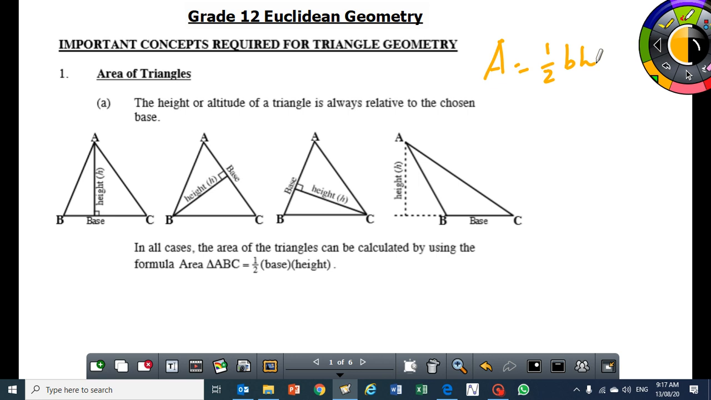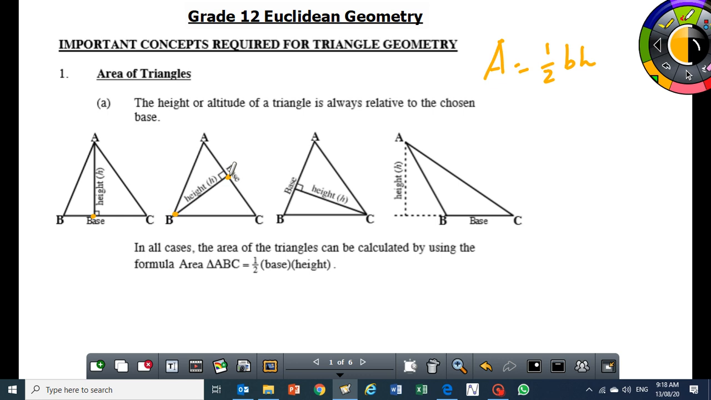Okay? So you've got these 4 triangles. Their orientations are different. For the first one, if you choose BC to be your base, it means your height is going to be from A up to that point. Obviously, remember the height is perpendicular to the base. Then for the next triangle, if you choose AC to be your base, your height is going to be from B to that point.